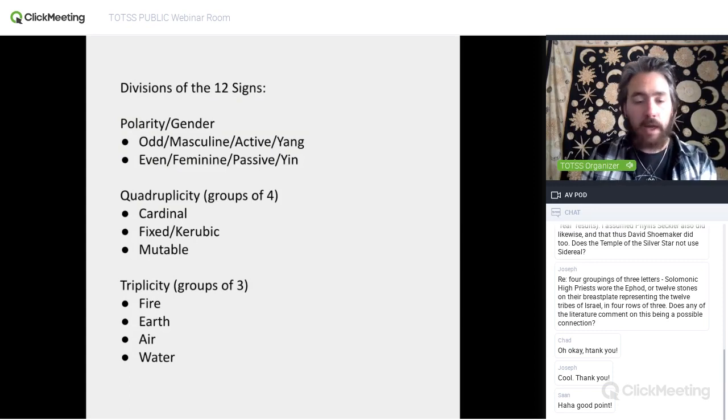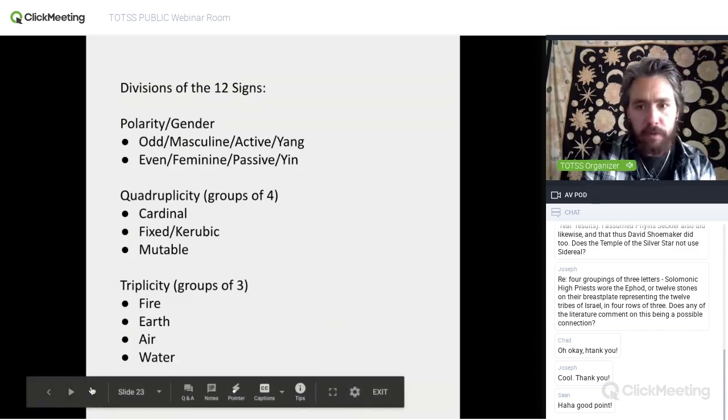All right, and then you've got triplicities, which are groups of 3. Now the triplicities actually existed before they were assigned to the elements, but I'm going to leave out that discussion, though it's something interesting to look into. And so the triplicities here are going to be grouped into the 4 elements. And the order we're going to use here is fire, earth, air, and water. Now, we already talked about the meaning of those elements 2 weeks ago, and I'm assuming most of you have a pretty good sense of that already. So we're just going to move on here.